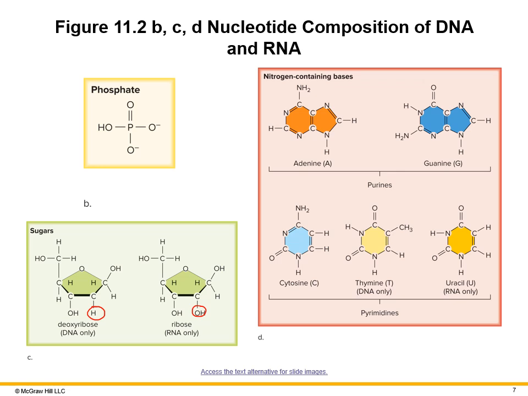Furthermore, another difference between DNA and RNA is the nitrogen bases. For RNA, instead of having a T, which stands for thymine, RNA has a U instead, which stands for uracil.